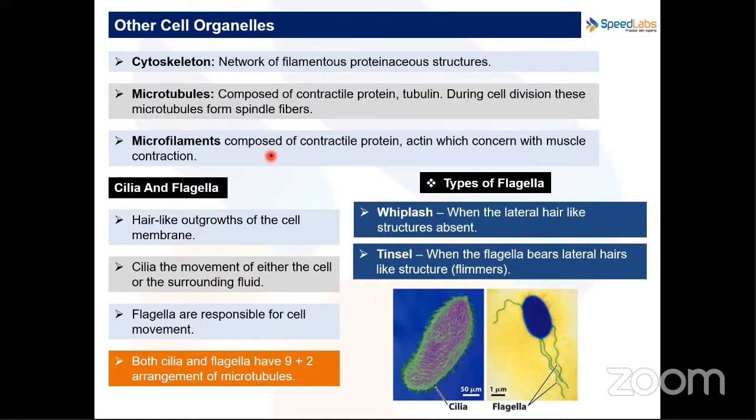Now cilia and flagella, see, they have shown this. Can you see now? Whiplash kind, where the lateral hair-like structures are absent. So you can see whiplash, the diameter is not uniform and the hair-like structures are absent. I told you that the bristle-like structures are absent in whiplash, whereas in tinsel type, they bear lateral hair-like structures called flimmers. And then there's this one, cilia magnified.